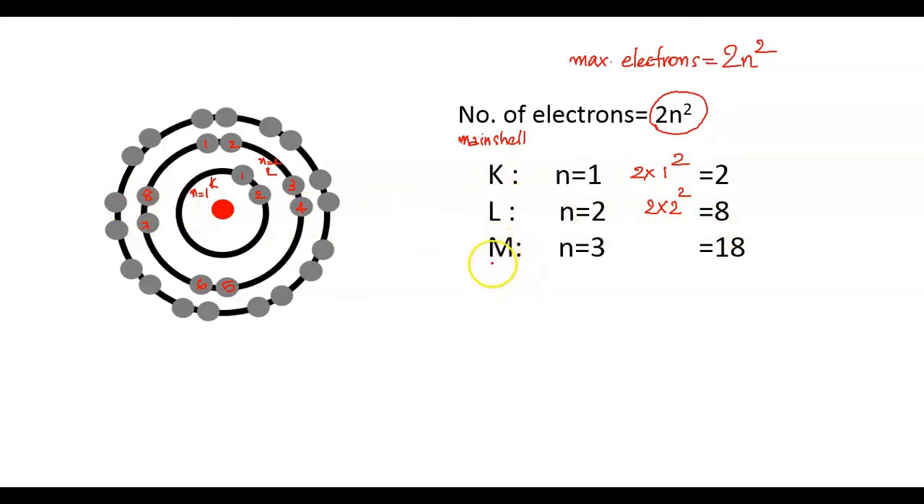And coming to the M shell, you can see here the n value is 3, that means the energy value is 3, therefore 2 into 3 square, you know 3 square is 9, 9 into 2, 18. You can see here 1, 2, 3, 4, 5, 6, 7, 8, 9, 10, 11, 12, 13, 14, 15, 16, 17, and 18 electrons. Therefore, the maximum electron capacity of the capital M shell is 18.